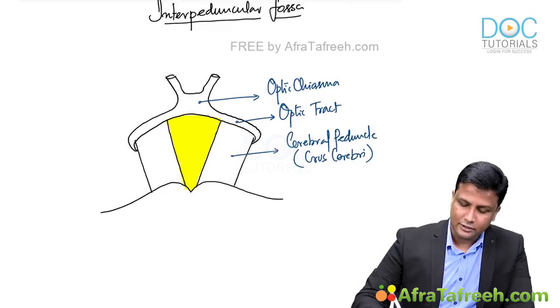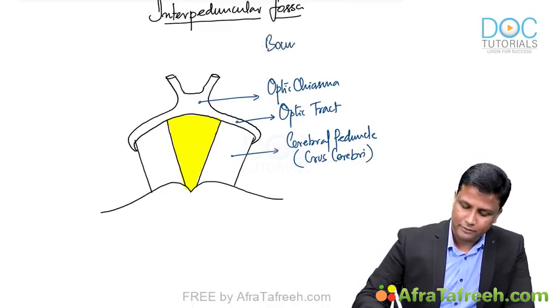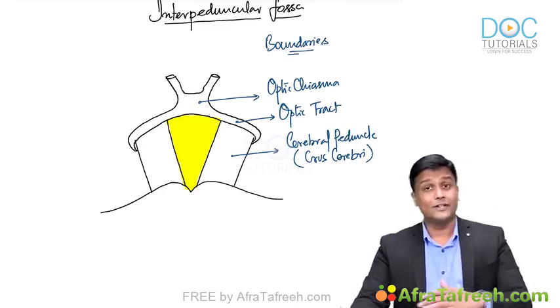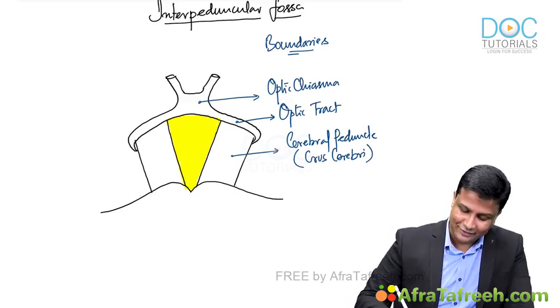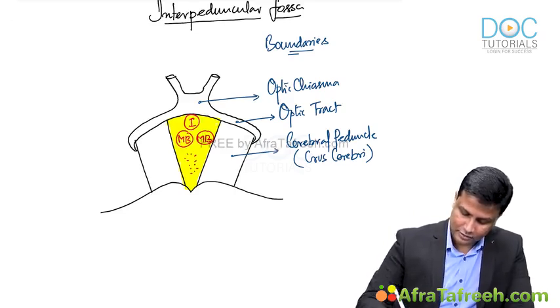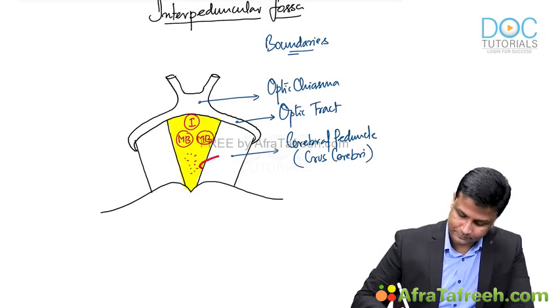So all these are actually the boundaries of the interpeduncular fossa. The interpeduncular fossa is bounded by these. Now once it is done, what are the contents, guys? It has been asked a lot of times in the exam. They will be the infundibulum, and then the mammillary body, and then you'll have the posterior perforated substance, and of course cranial nerve number 3, the oculomotor nerves.